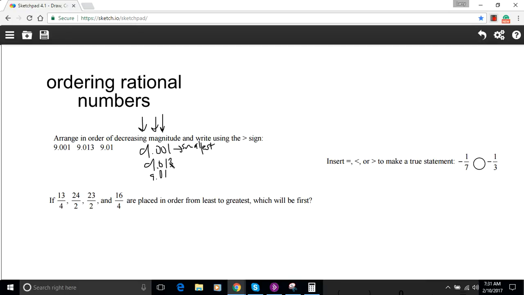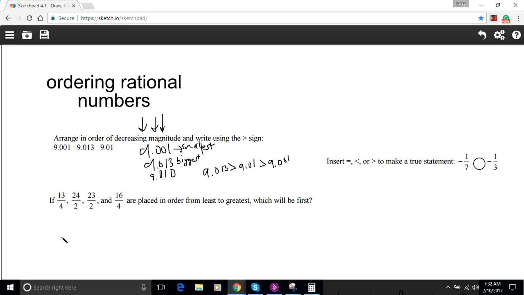Now, how about these two? If you move one digit over, there's a 3 here and nothing there. So how do you compare it? Well, a nothing is just like a 0. So a 3 is definitely bigger than a 0. So this one is the biggest. And of course, the remaining one there on the bottom would go in the middle. So to answer this question, we would go 9.013 is greater than 9.01, which is greater than 9.001.